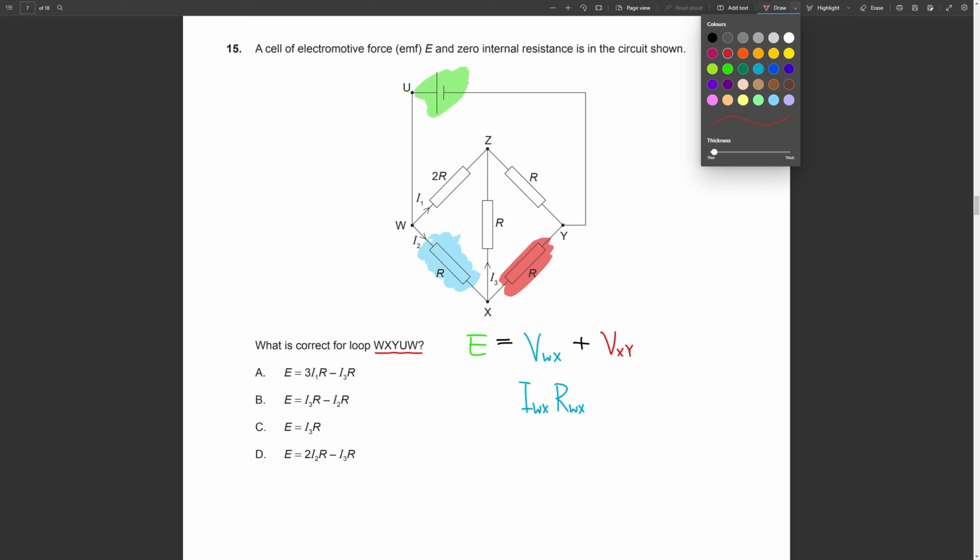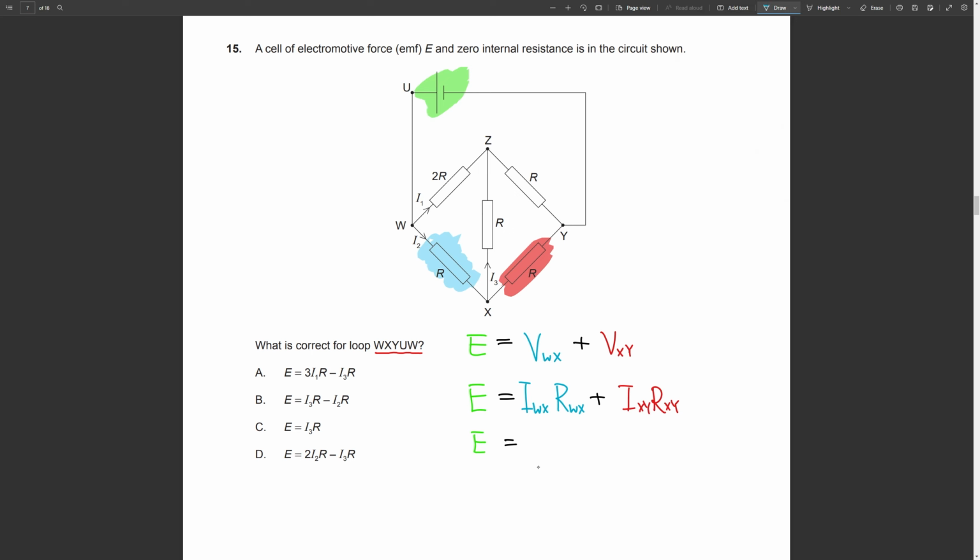blue and the red. The current of WX is clearly I2, given in the question. And the resistance of WX is simply R. So there is nothing tricky here. The problem is we don't know the red currents. How do we denote the red currents?